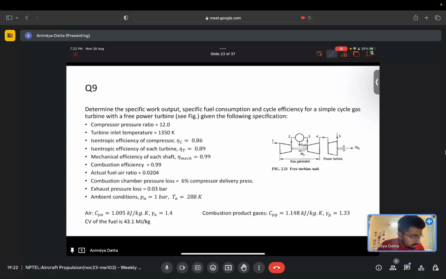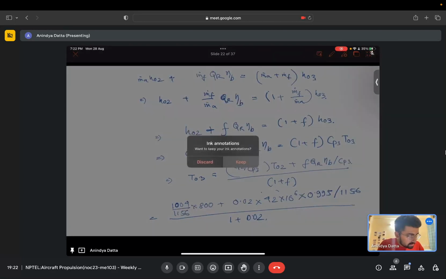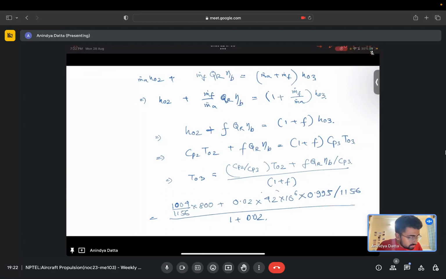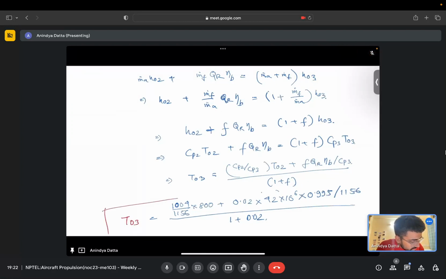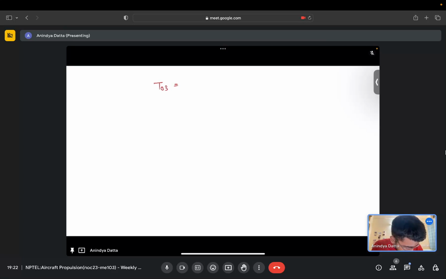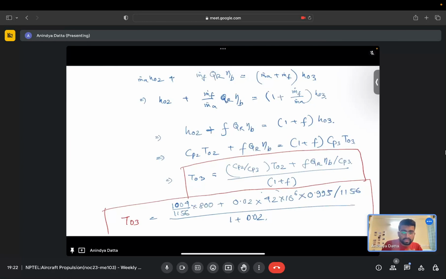Now if you compute this, so this is our T03, this is our expression for T03 derived. So T03 will come out as 1390 Kelvin. If you use all the values and compute, this is what we get. So that is the derivation process.